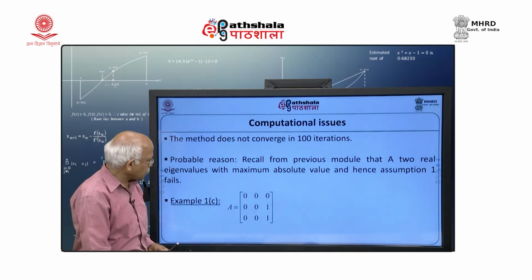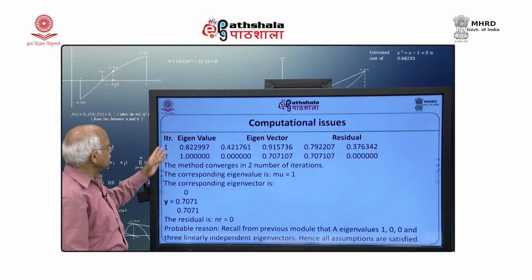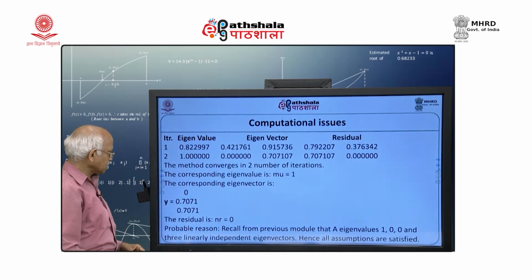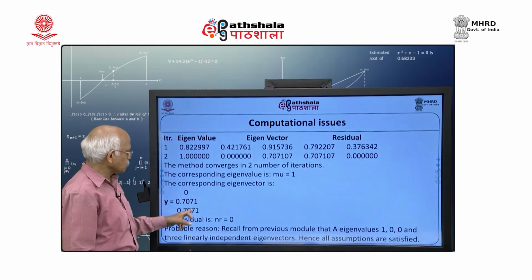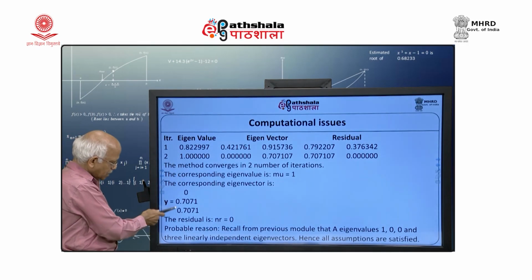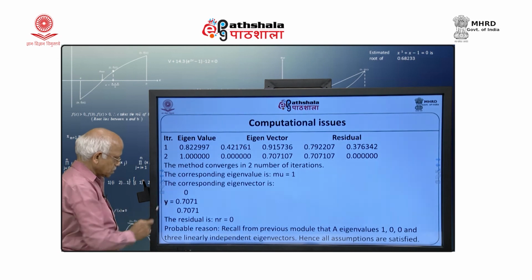Now example 1c: within 2 iterations I am getting the residual as 0, and therefore I can get y. So your eigenvector will be like this, and the corresponding eigenvalue mu is equal to 1. The method converges in 2 iterations, and we get the eigenvalue as 1 and this is my eigenvector.